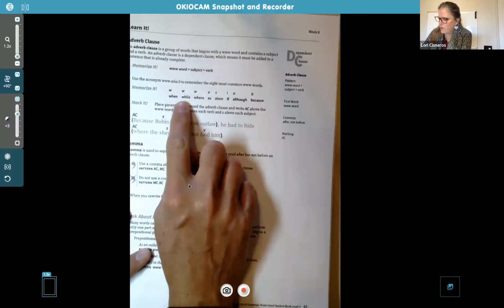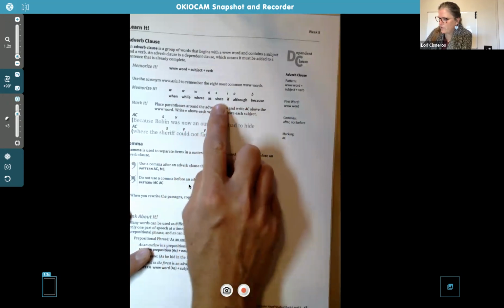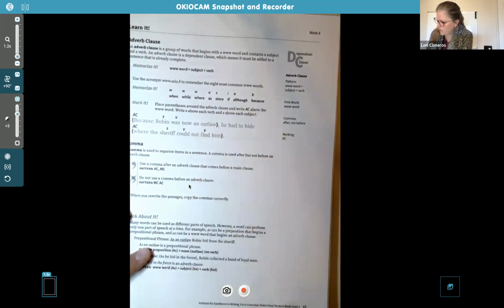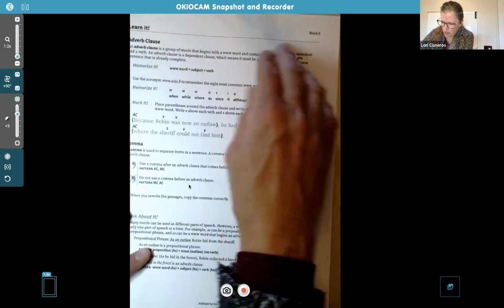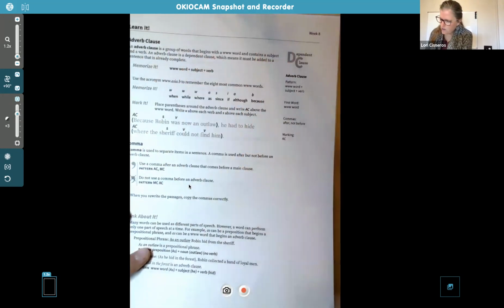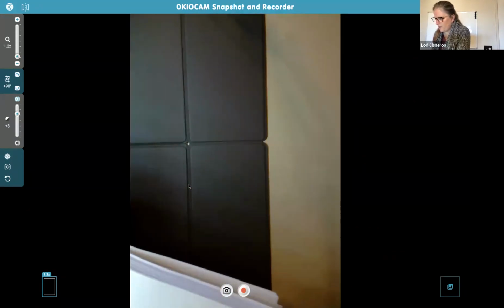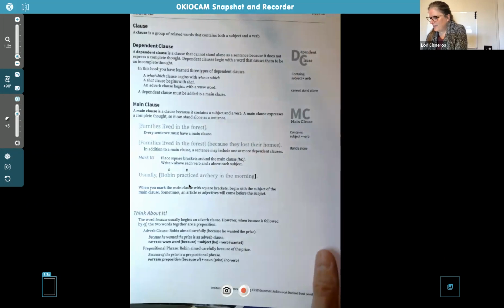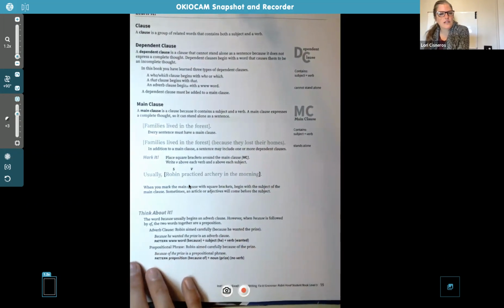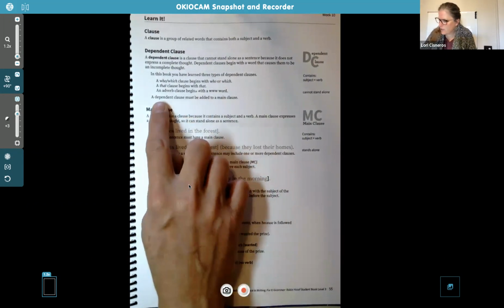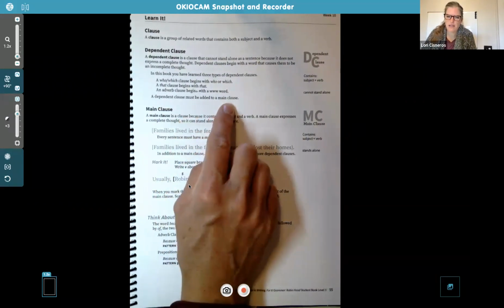www.asia.b is when, while, where, as, if, since, although, because. Page 43, if you don't have a little post-it on that page, I recommend you do that so you can refer back to that page. Excellent. Okay, back to where we were. Those clauses are pretty easy to identify because they begin with one of those words. A dependent clause must be added to a main clause.